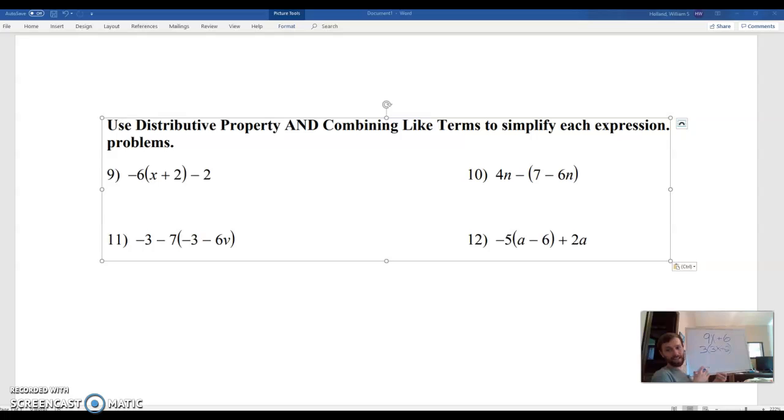If I wanted to test this out to make sure that they were equivalent, I could distribute. I could say 3 times 3x is 9x, and 3 times 2 is 6, and I see that they are equivalent expressions.